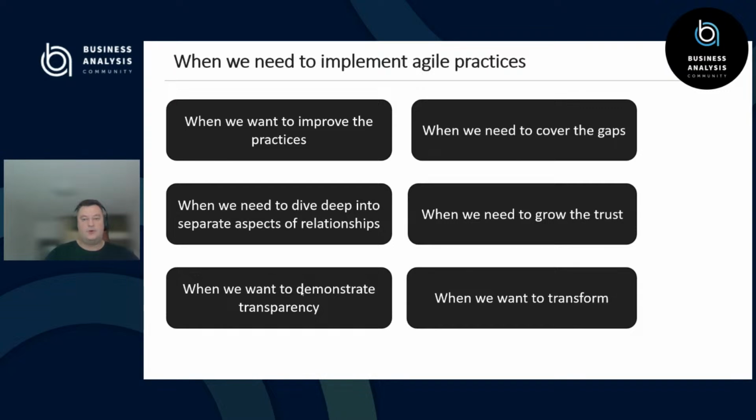When we need to grow the trust, yeah, sure. When we want to demonstrate transparency, and when we want to transform something, I'm speaking right now not about the actions level, but the whole level of interaction on the project. And these are the main 6 triggers that we need to understand, know, and monitor in our practice: when and why we should implement agile practices. Please think about your practice.